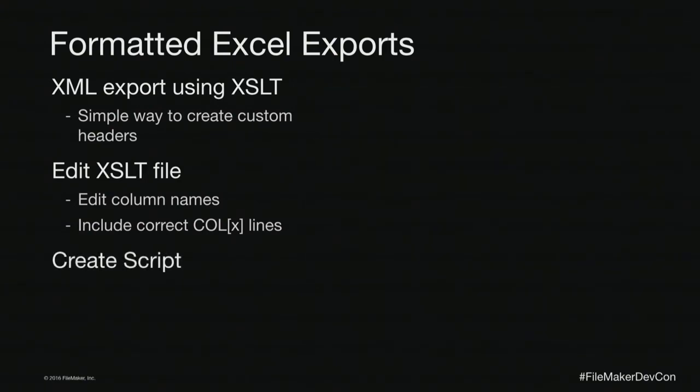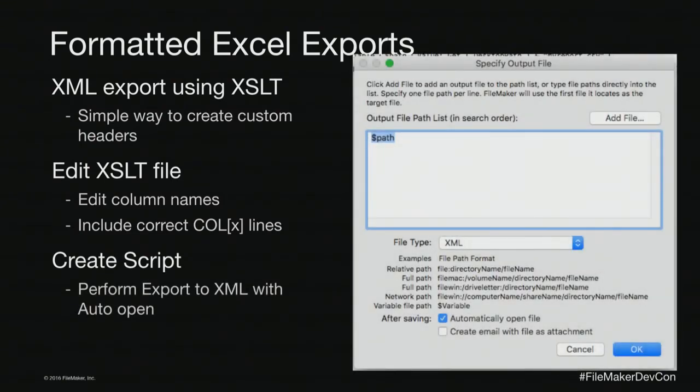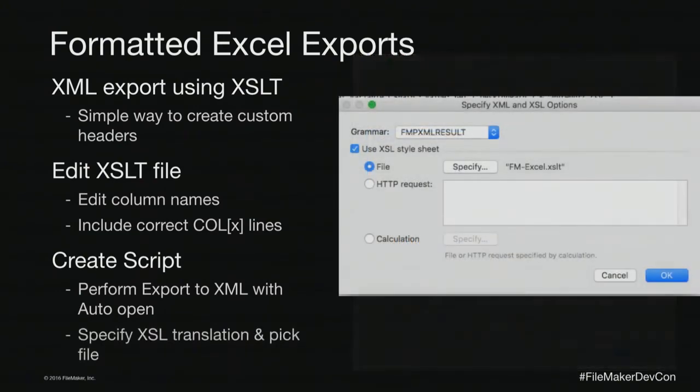To use this, presumably you'd be creating a script, using file type XML, and again, probably using a path variable as a means to do this dynamically. And if you pick XML as the export type, then you're going to get a second dialog that comes up, which lets you pick if you want to use an XSLT style sheet, which is exactly what we're doing here, and then you pick your style sheet.